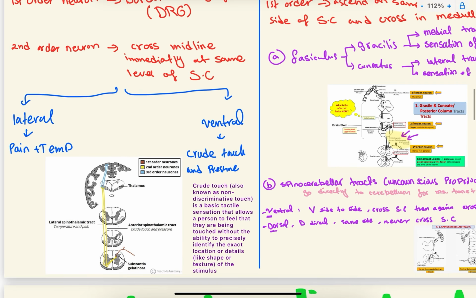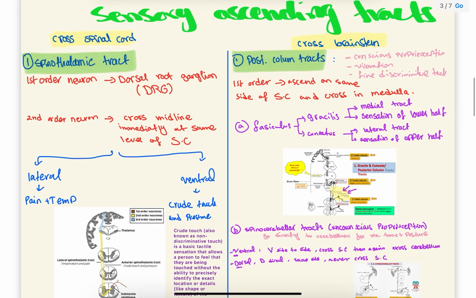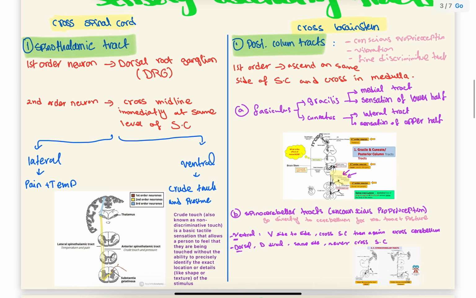And the second order neuron, this one, the remaining one, what does it do? It immediately, as you can see here in the picture, crosses the midline at the same level of the spinal cord. So this is the spinal cord, yeah? This is the first order neuron. The second order neuron immediately crosses the spinal cord and then goes and ascends up because it's called ascending, so it's sensory. Remember what we talked about in the rules.